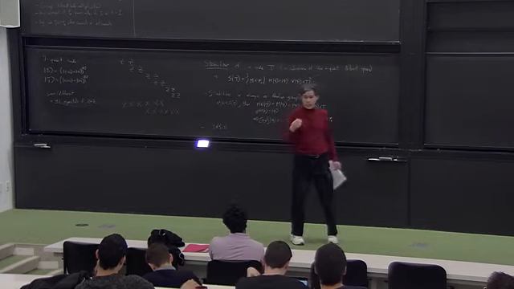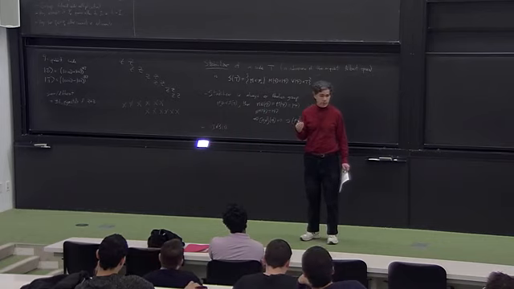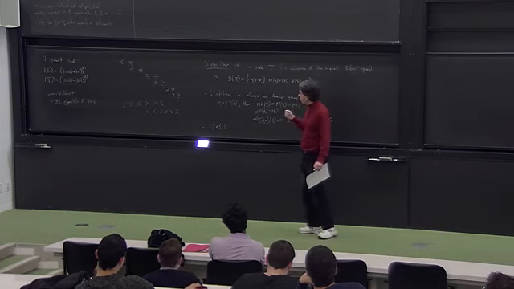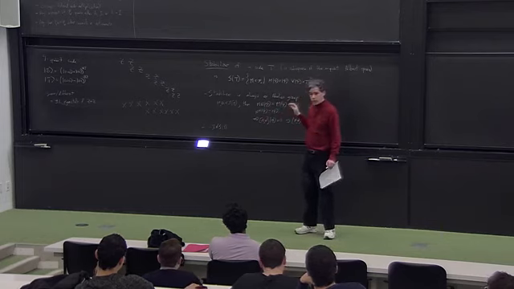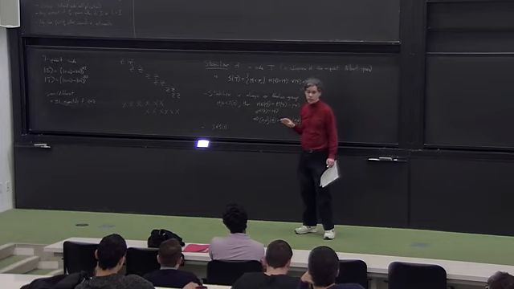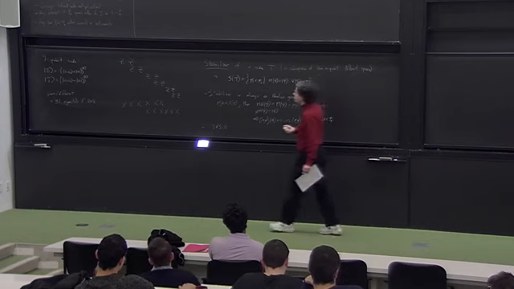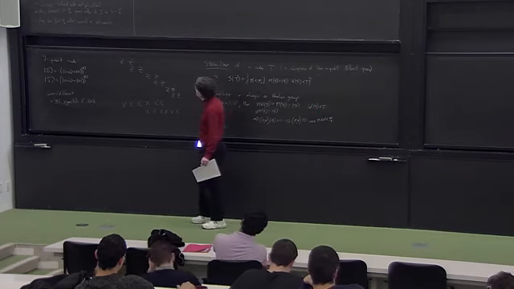So for that reason, among others, it's convenient, when possible, instead of writing down the code words and describing the stabilizer, to write down the stabilizer and talk about the code from that perspective. So how do we do that?